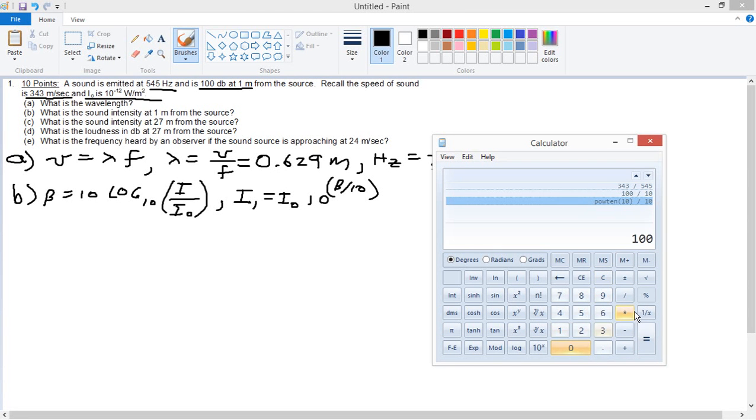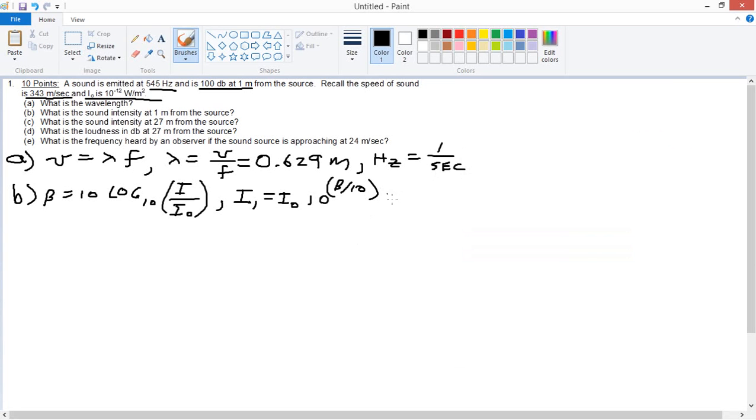100 divided by 10. So beta over 10 equals 10 to the x. And hit that. Yes, good. I don't know how that division by 10 came in there, but 10 to the 10th, that's correct. Times 1 times 10 to the negative 12 equals 10 to the negative 2 watts per meter squared.